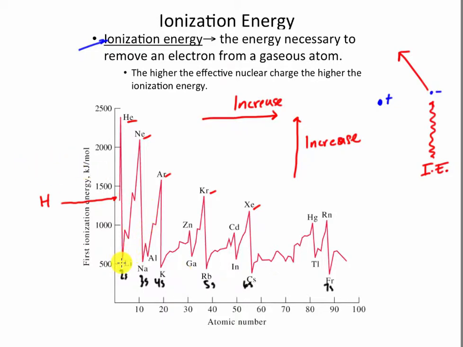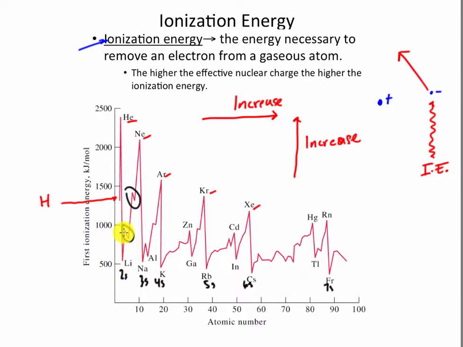Now, if I go from lithium to neon, I'm going across a period on the periodic table. Lithium is going to have the smallest ionization energy, while neon is the highest. Again, just like hydrogen to helium. I add electrons, shielding overall stays the same, but there are two anomalies here that we talked about before.